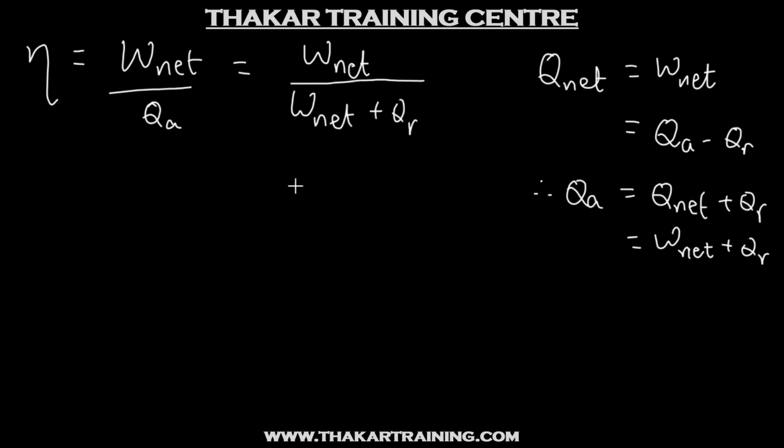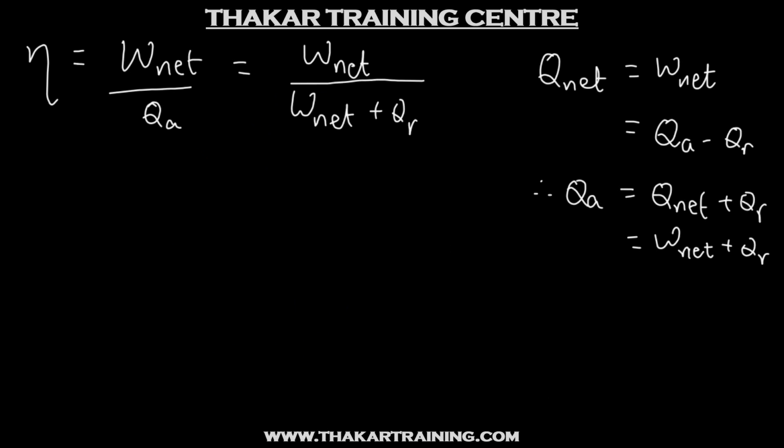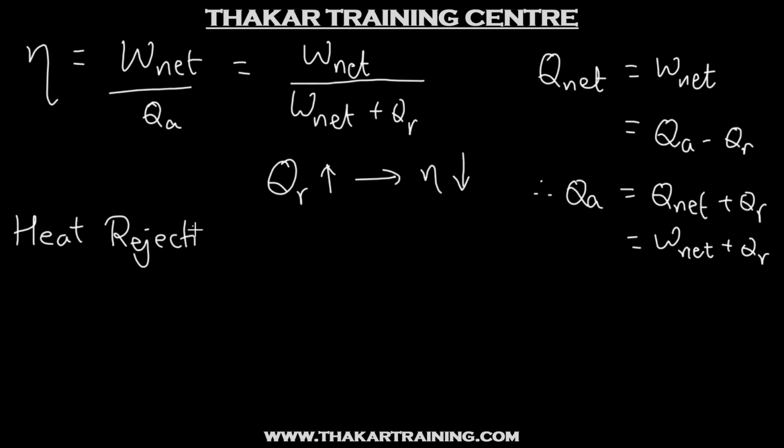Why did we write it in this form? Because here we are dealing with a condition where the work output is the same. So W net is the same for all three cycles. Alright. So now we have to look at QR. What will happen if QR is larger? If QR is larger, the denominator is going to become bigger, and so the efficiency will be smaller. So the larger the value of QR, the lesser the value of efficiency. So what we need to see in the diagram is now the various heat rejections.